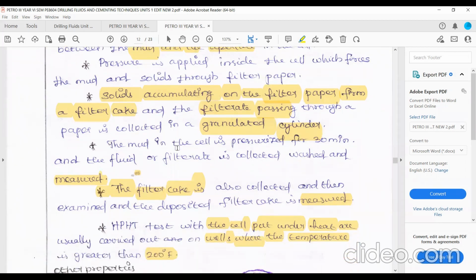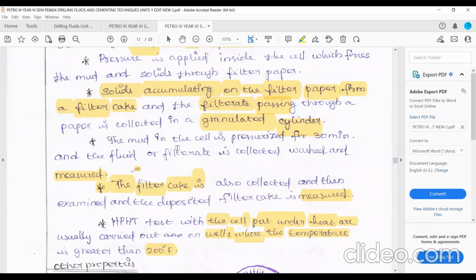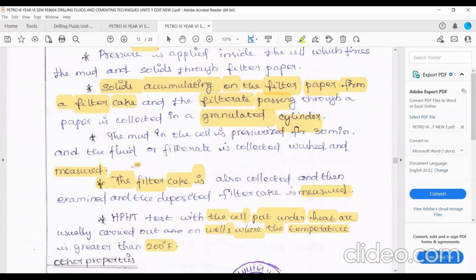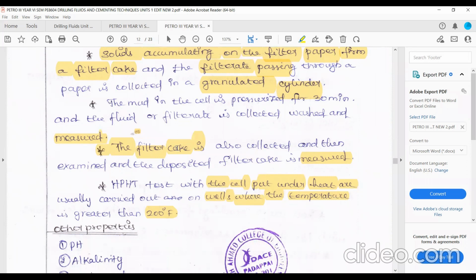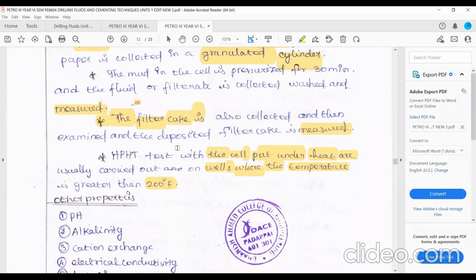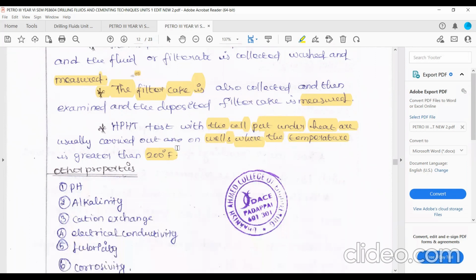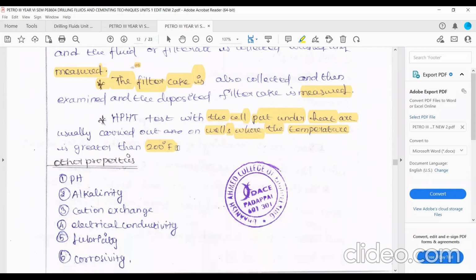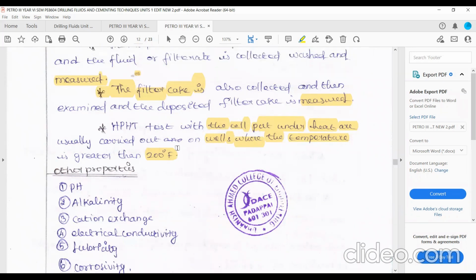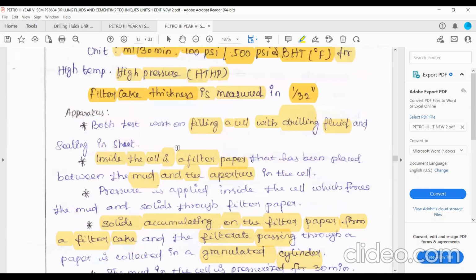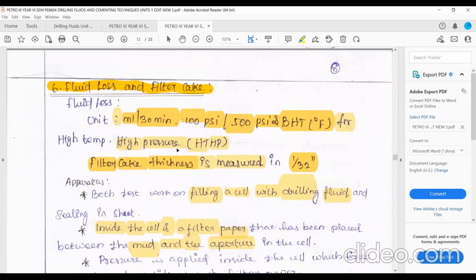High pressure, high temperature conditions can be simulated in this experiment, when the temperature is greater than 200 degrees Fahrenheit, along with pressure conditions that could be achieved in the laboratory, to simulate the high temperature conditions of reality in the E&P context. Other properties are pH, alkalinity, cation exchange, electrical conductivity, lubricity, and porosity. We'll talk about these concepts again in the last page. So in simple words, this is the last property, with the cake and fluid loss.